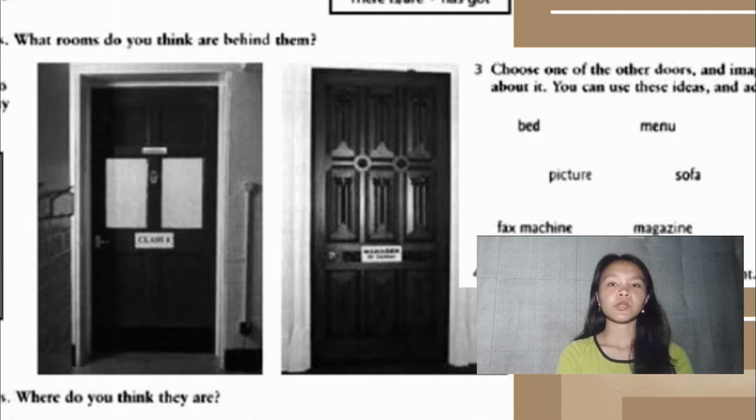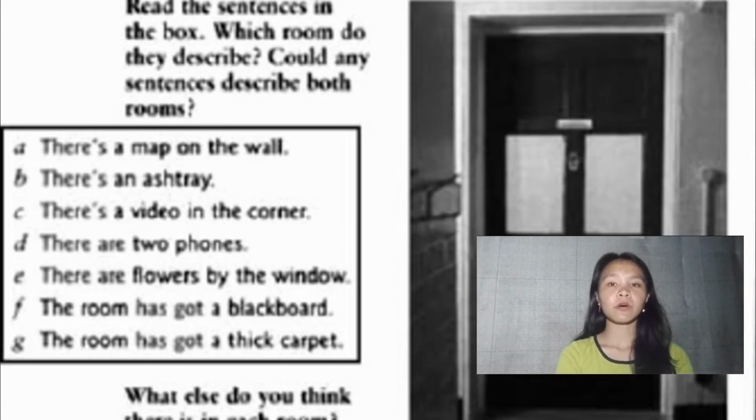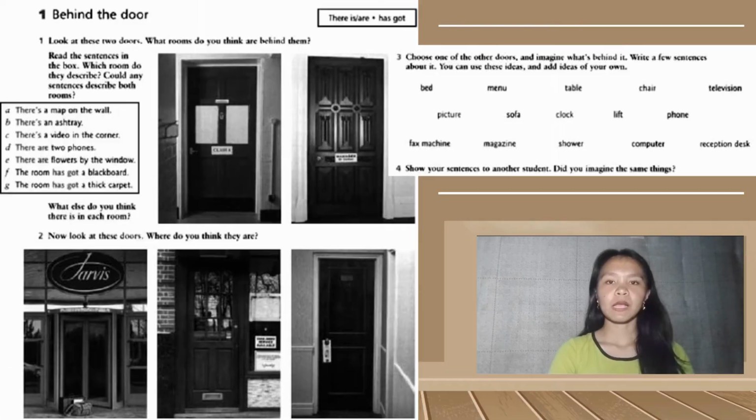So if we are to acknowledge the choices inside the box: a map on the wall, 2 phones, flowers by the window, and a blackboard could be in the office, whereas an ashtray, a video in the corner, flowers by the window, and a thick carpet could be in the hotel room. Aside from that, they can also add to those things if they think that something else is inside each door, such as a huge bed in the hotel room and a desk in the office, so that could be possible answers. Students should also identify the whereabouts of the last three doors.